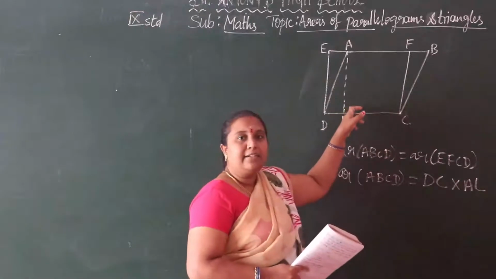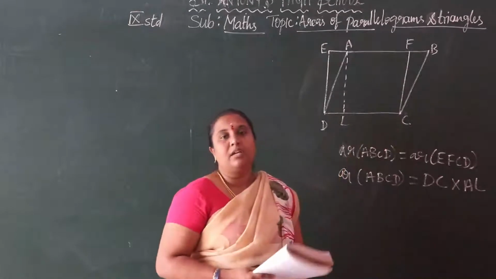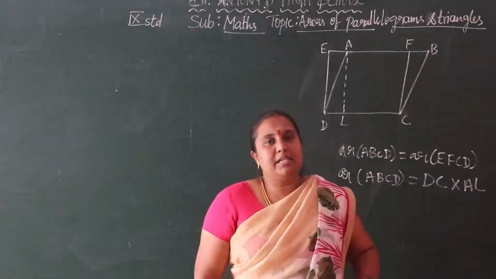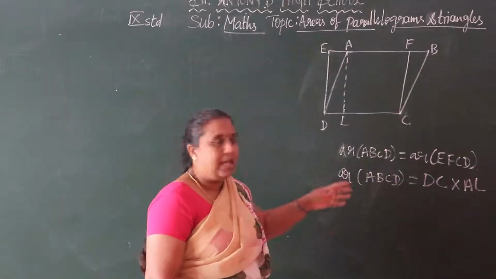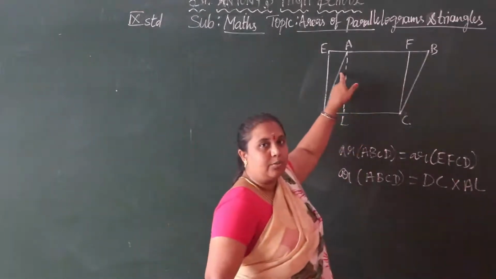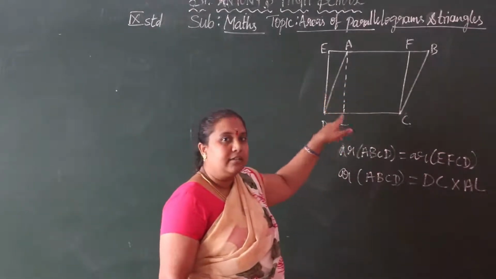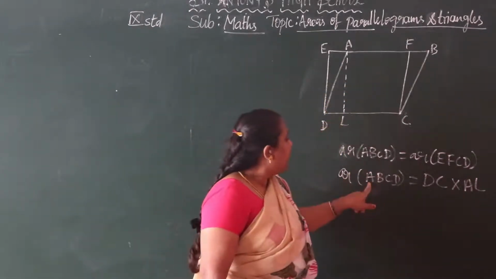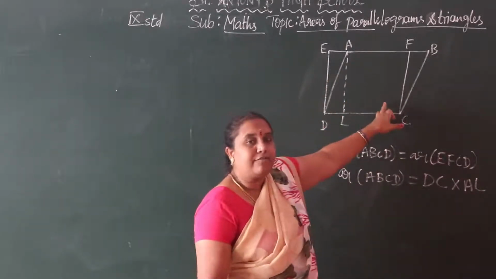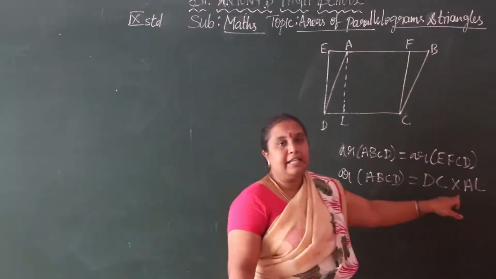So area of rectangle is length into breadth. Length here we have DC and breadth AL, so AL into DC. So we have to prove area of ABCD equals DC into AL. Length into breadth: length DC, breadth AL. So the area of EFCD equals the area of ABCD. Therefore area of ABCD equals DC into AL.